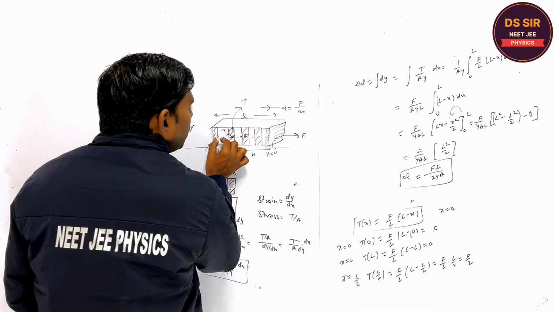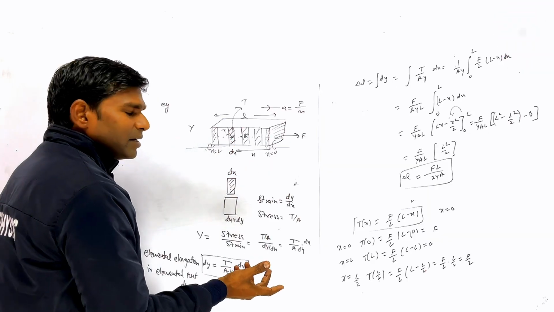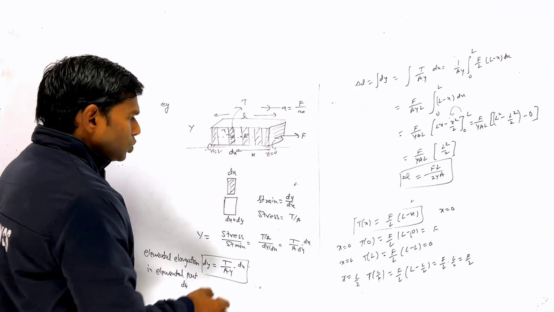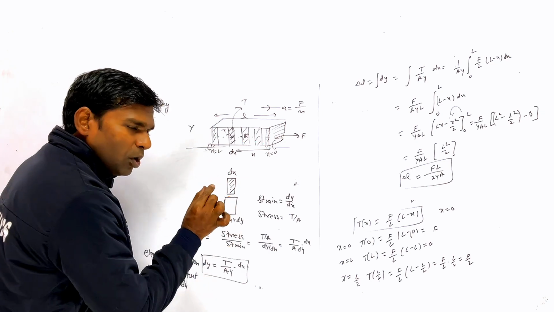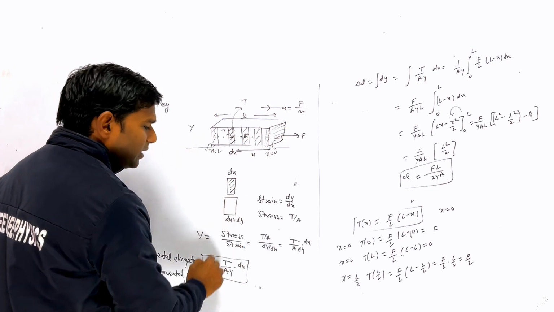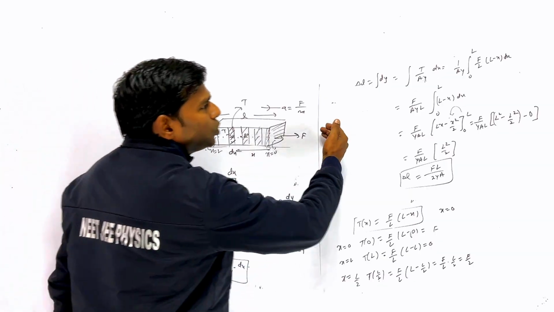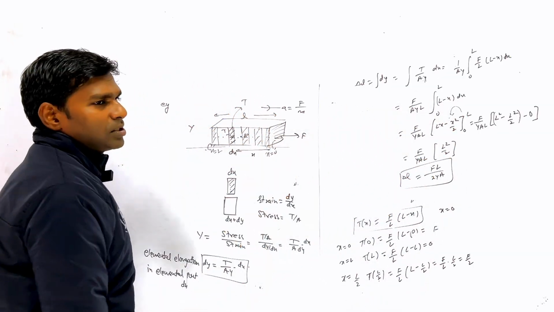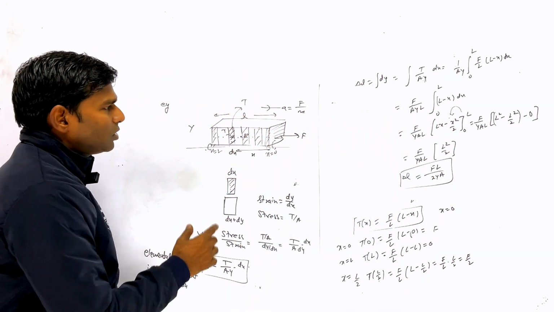The small parts are under different tension. So you first write for the small part, the small elongation, and then you integrate, and you will get the total elongation in this rod. All right, copy this.